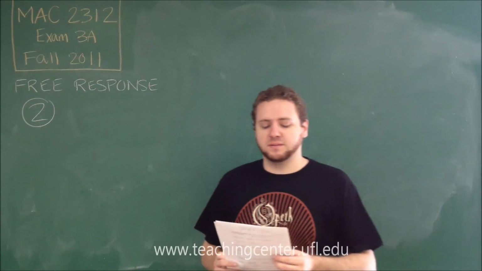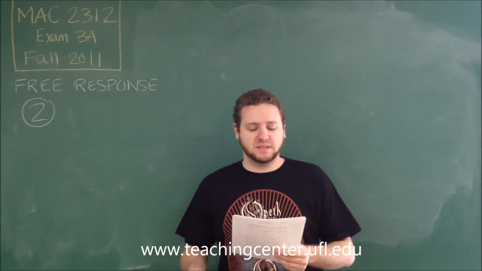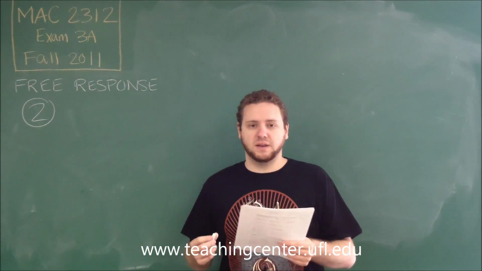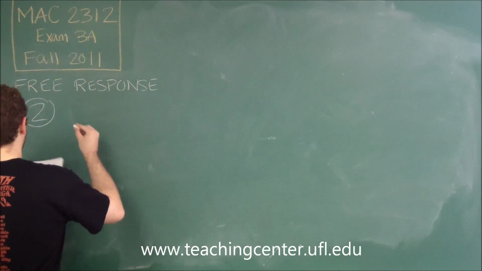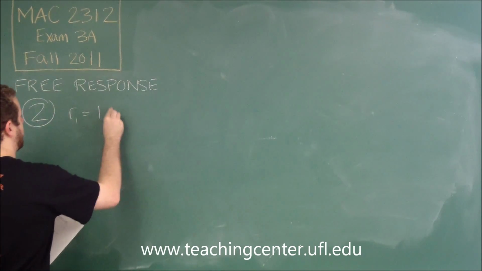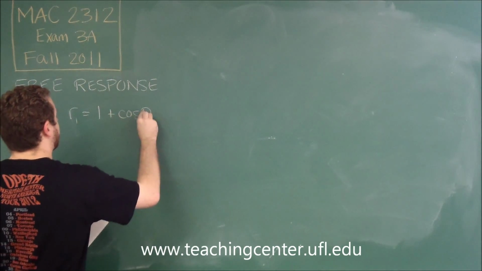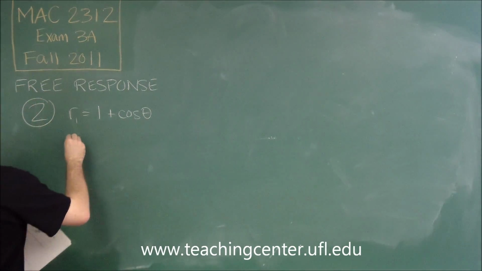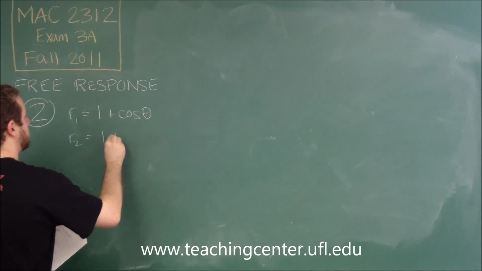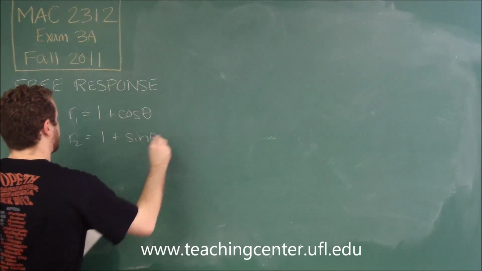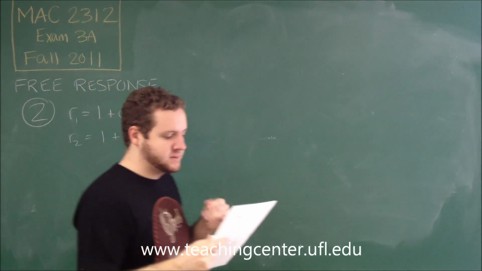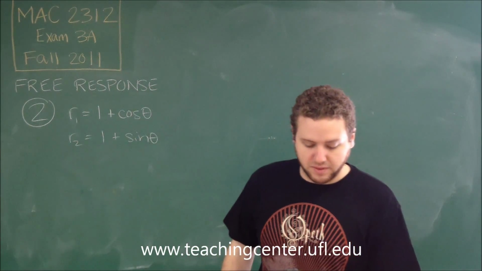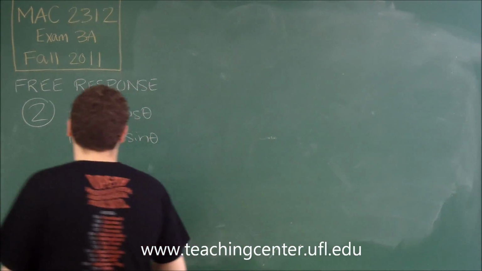On number 2 in the free response, we need to sketch some curves and then eventually we're going to find the area. So we have two curves. We have r1 equals 1 plus cosine theta, and we have r2 equals 1 plus sine theta. So the first part of this question asks us to label the intersection points and a couple of other specific points. So first let's graph these.